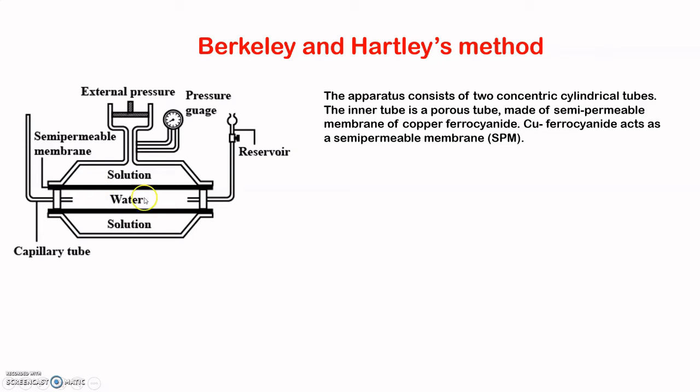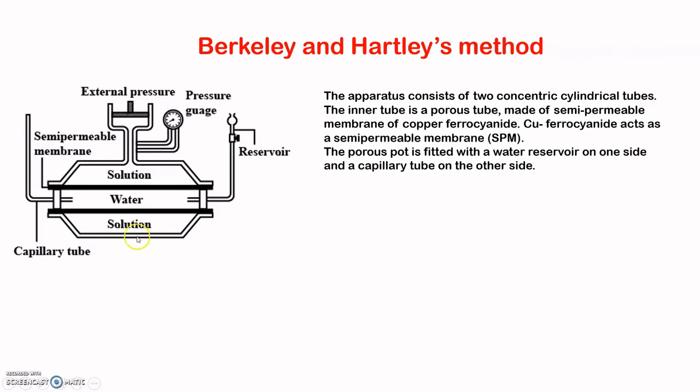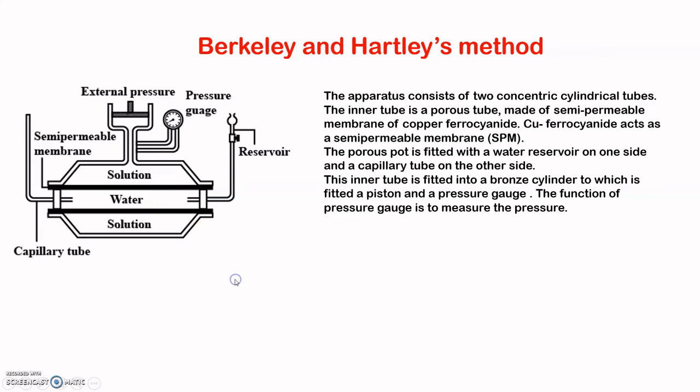The inner tube is a porous tube. The tube in which water is present is made up of a semi-permeable membrane, particularly copper ferrocyanide. You can even have calcium phosphate. So this copper ferrocyanide membrane acts as a semi-permeable membrane, and you take pure water in it. This tube is fitted with a capillary tube and a reservoir. We'll know what is the use of this.